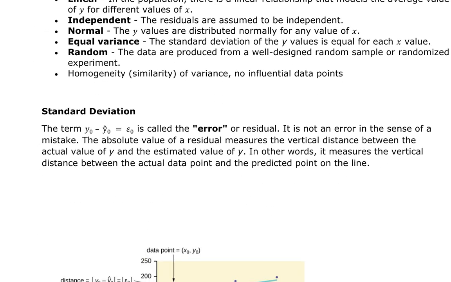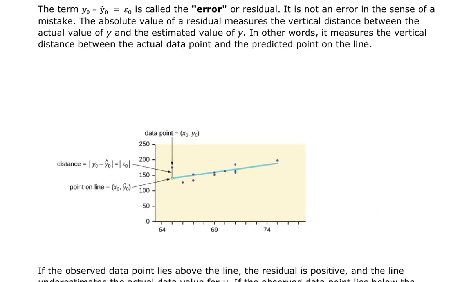The standard deviation in this type of calculation is called the error or residual. It is y naught minus y naught hat. You're like, what? Well, give me a moment. It is not an error in the sense that it is a mistake. The absolute value of the residuals measures the vertical distance between the actual value of y and the estimated value of y. So y naught is the actual value and y naught hat is the estimated value. In other words, it's measuring the distance between actual and predicted, from the point to the line.